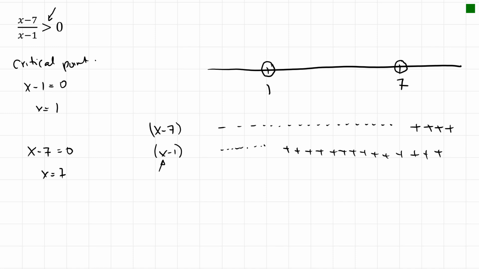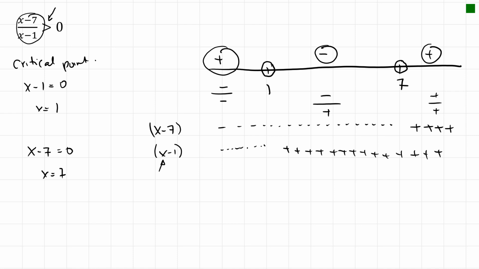Now here we've got division, so a negative divided by a negative is a positive. Overall, here we've got a negative divided by a positive, so that is a negative overall. And here we've got a positive divided by a positive, which is a positive overall.